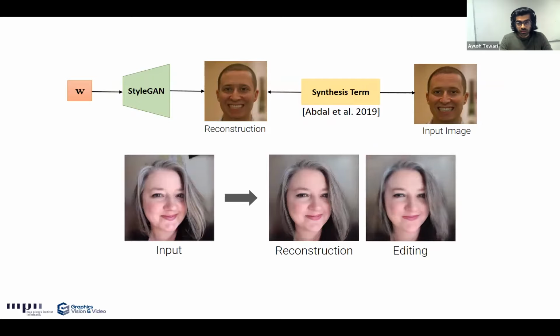The nice thing to try is to optimize for the latent vector such that the output of StyleGAN matches the input image. And the synthesis term here includes an L1 and a perceptual term. So this works very well. The reconstruction is really close to the input image, but when we start editing this latent code, the output quite often has a lot of artifacts.